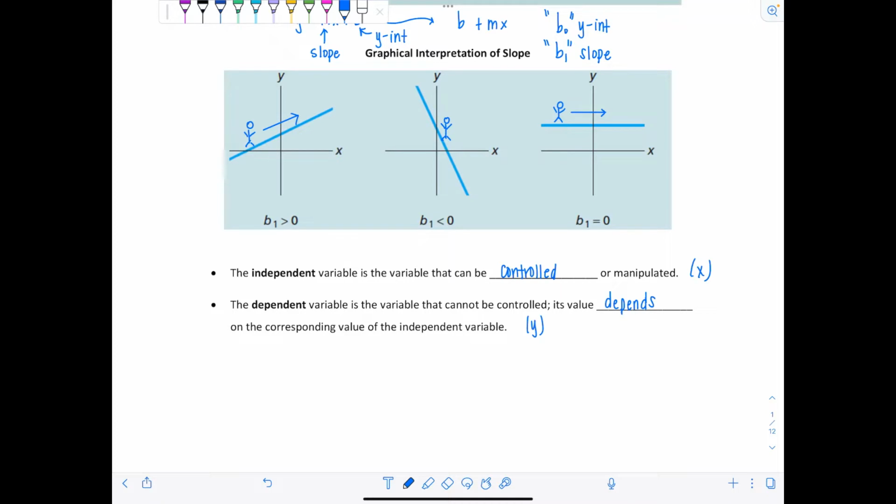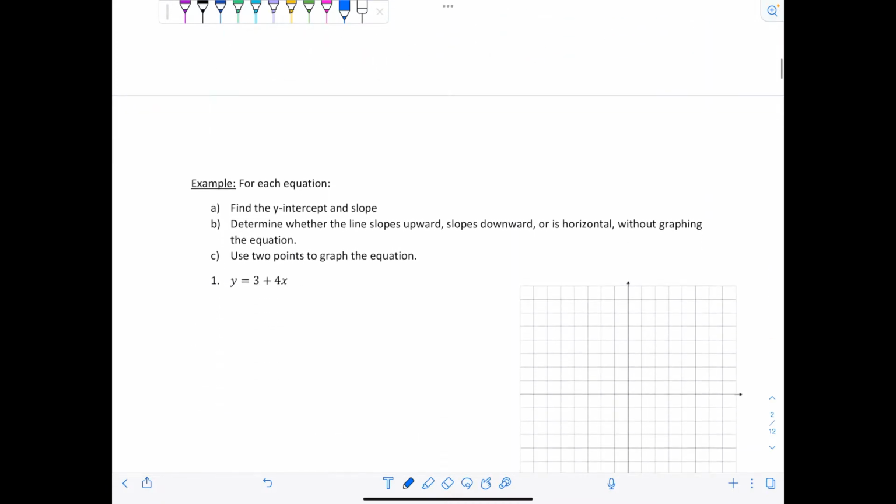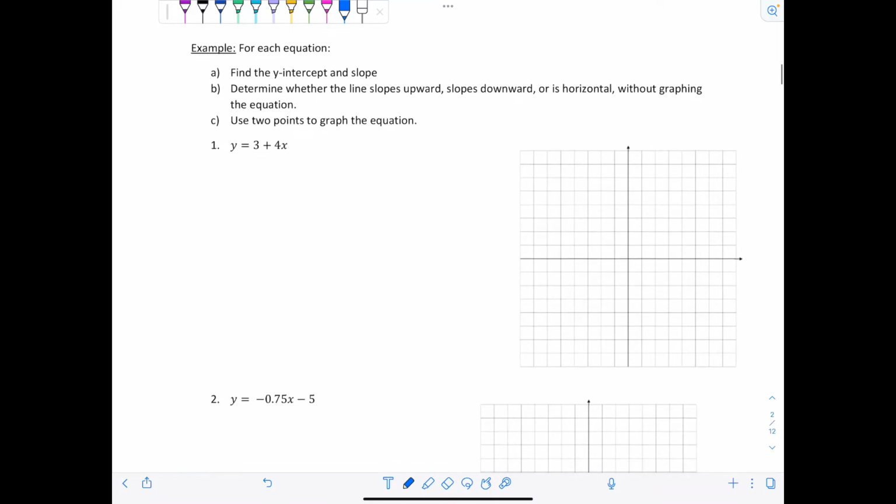Good. So we're just going to go over a couple of examples for graphing lines. And in your homework, you're going to click points and graph them online on MyStatLab. It's not hard to do, but I'll just do some by hand right now. So for each equation, find the y-intercept and slope, and then determine whether the line slopes upward, slopes downward, or is horizontal without graphing. And then lastly, use 2 points to graph the equation.